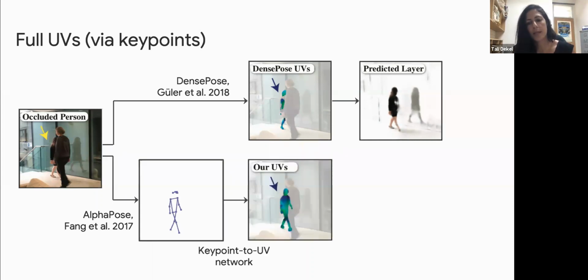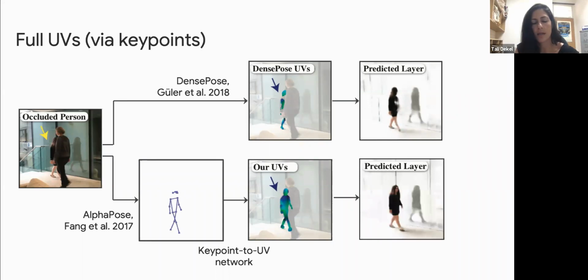And then we train a network that converts the key points into full body UVs. We trained this offline. We have a model that was trained specifically for this task. We used very clean videos of just a single person walking, and we used AlphaPose and DensePose to get pseudo ground truth and train this model. And now if we use our full body UVs, this is the result we get, and the predicted layers are complete and of higher quality.